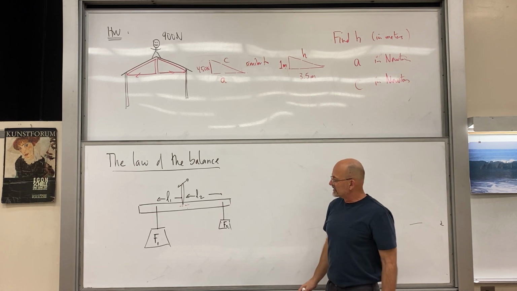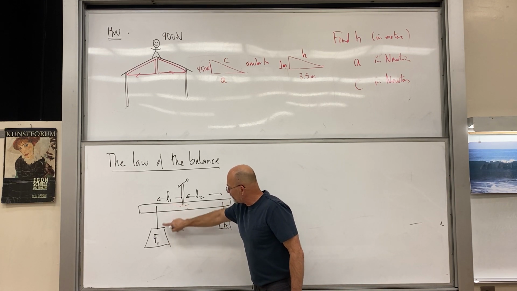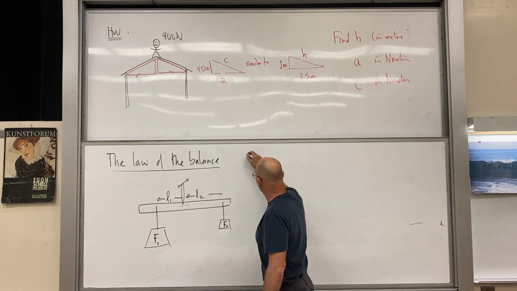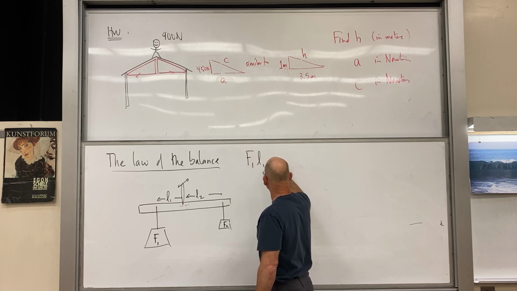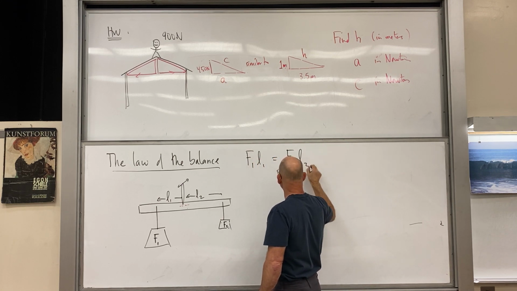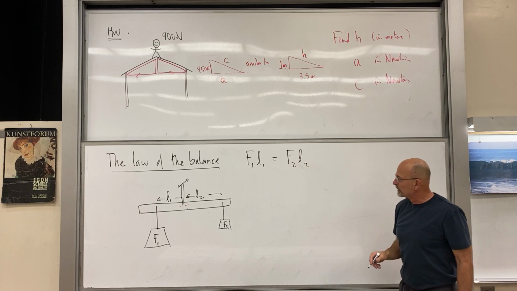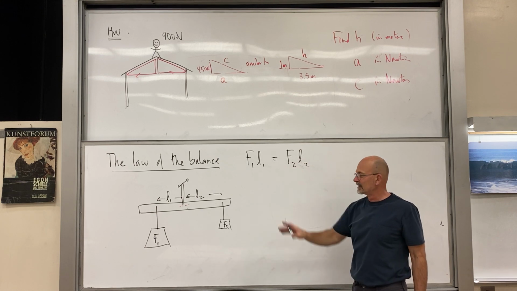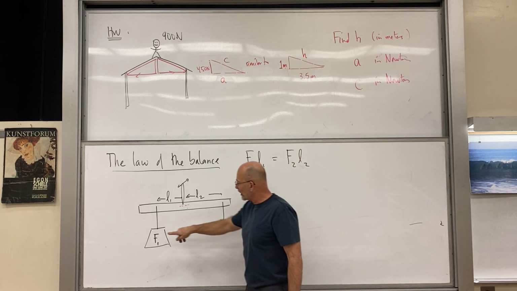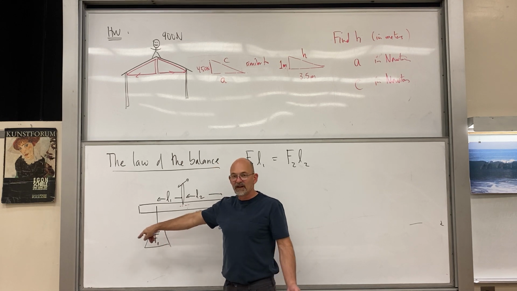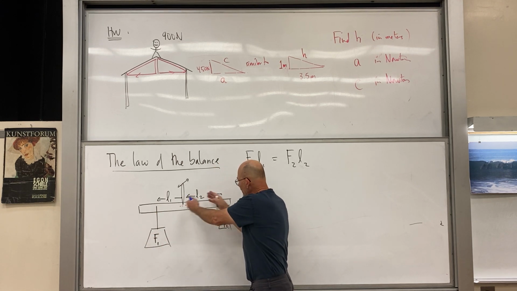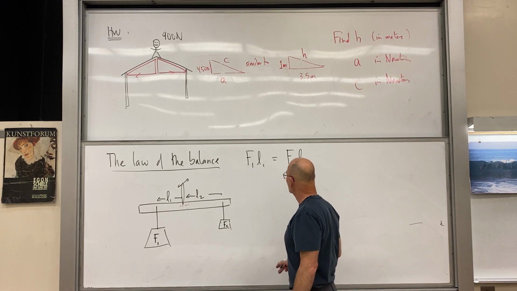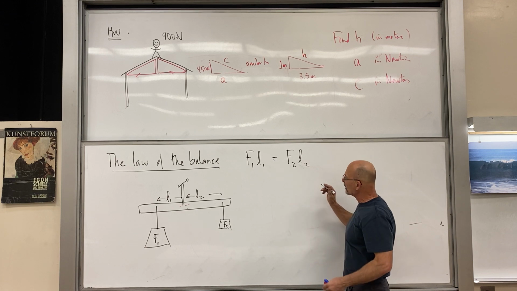And what's the law of the balance? It's just that this product, also referred to as a moment, F1 times L1, is equal to F2 times L2. So F1 times L1 is equal to F2 times L2. So you need some standard weight. Say you have a standard weight here, so and so many newtons, then this sequence of measurements will allow you to weigh any of the unknowns. But this relationship holds regardless.